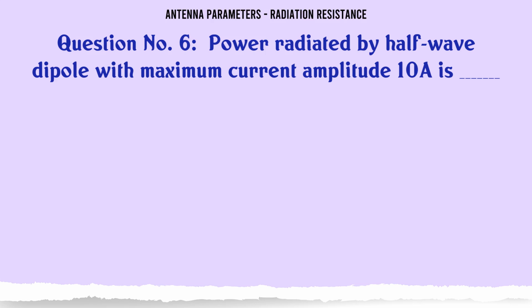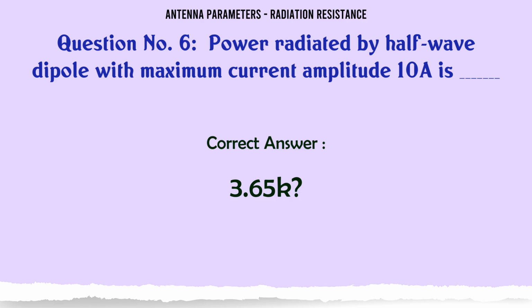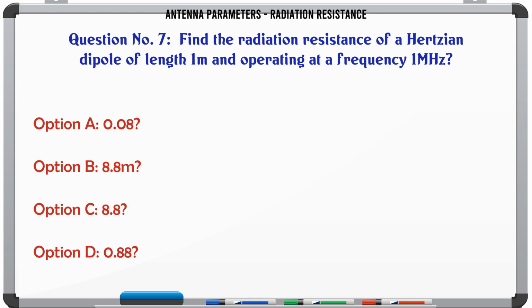Power radiated by half-wave dipole with maximum current amplitude 10 A is A. 3.65 k. B. 3.650. C. 0.365 k. D. 36.50. The correct answer is 3.65 k.